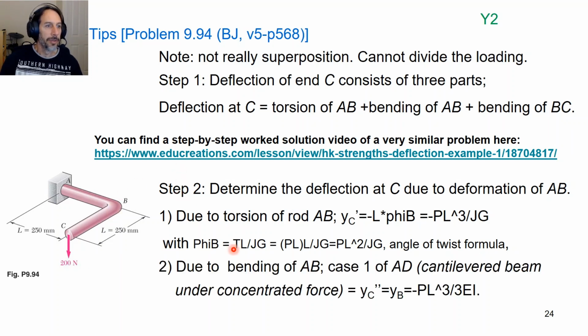Then we have the bending of AB. This will bend down here, so all of this will move down with it. This is just a cantilever beam case that we saw previously in previous examples. So that would just be PL cubed upon 3EI.